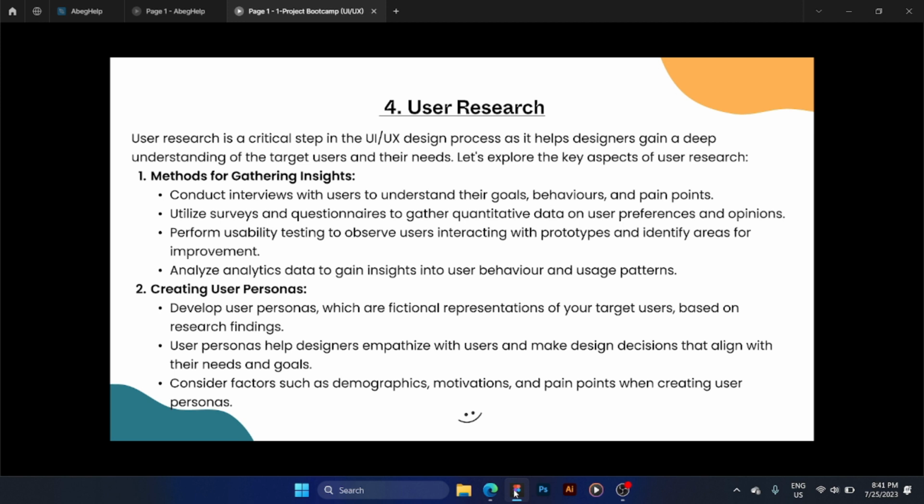Methods for gathering insights. So as a UI UX designer, you must be able to know how you gather your information. So here are a number of them. The first is you conduct interviews with users to understand their goals, behavior, and pain points. You even come up with things like questionnaires to gather quantitative data on user preferences and opinions. And also, another thing you do is you perform usability testing to observe users interacting with prototypes and identify areas for improvement. So the whole goal of everything is about trying to what?